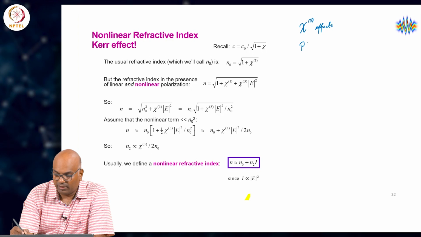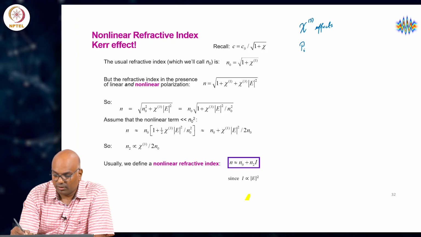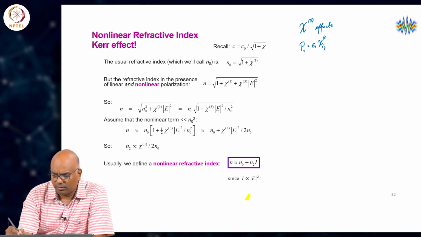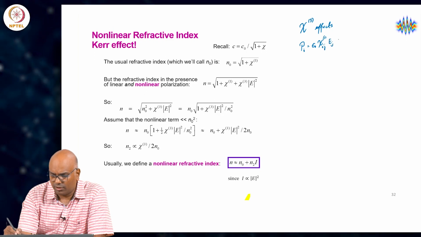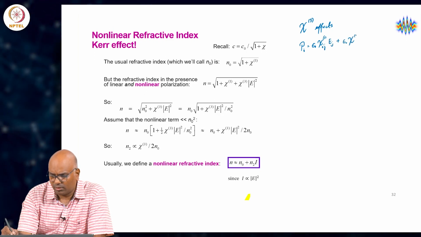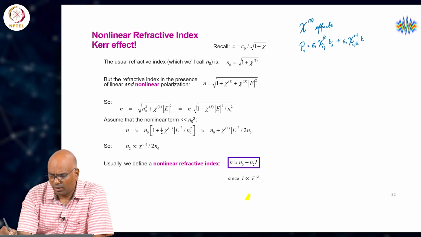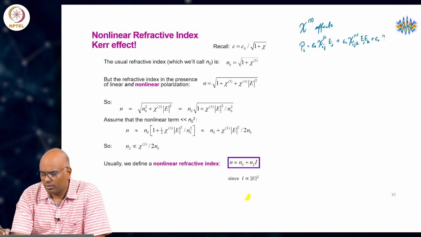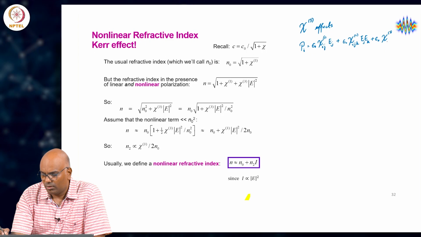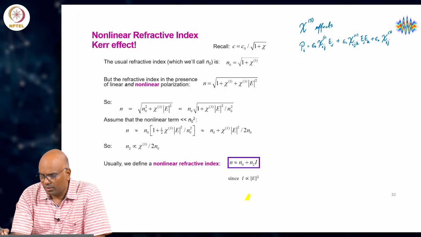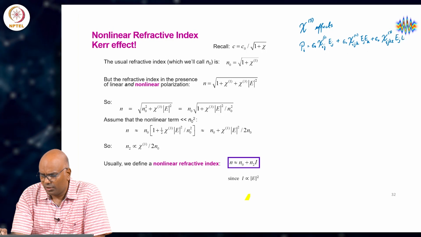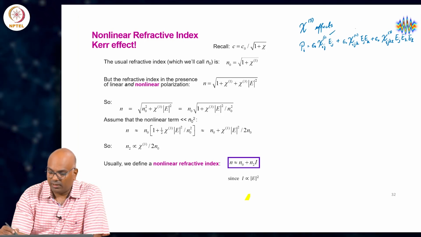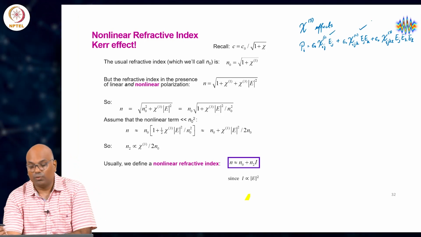Recall earlier we had the polarization vector written out as chi1 ij ej plus chi2 ijk ej ek plus chi3 ijkl ej ek el, right. So, we examined the effects of chi1 and chi2 on these media.